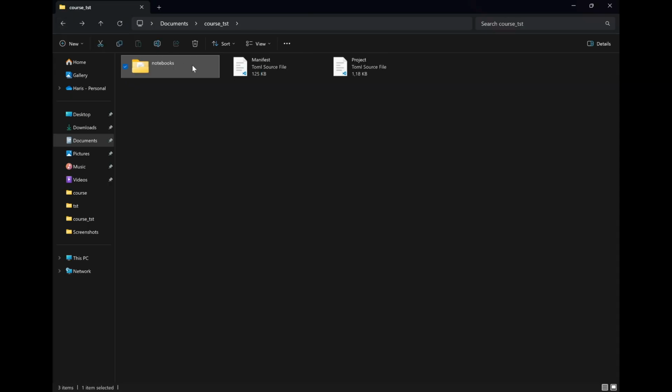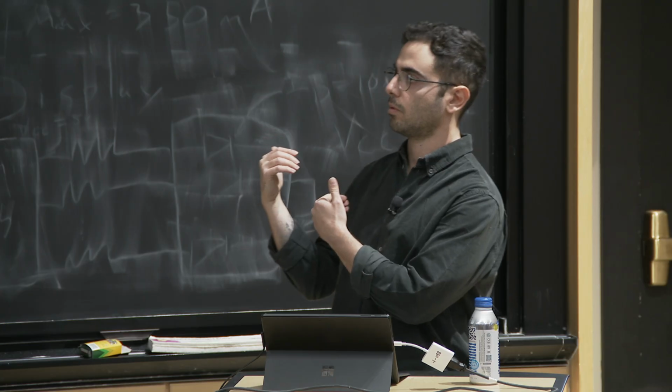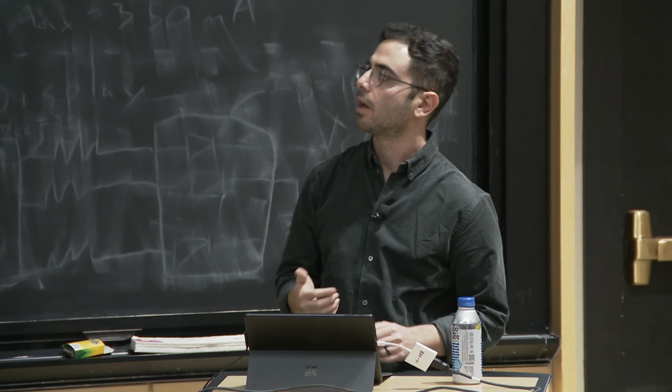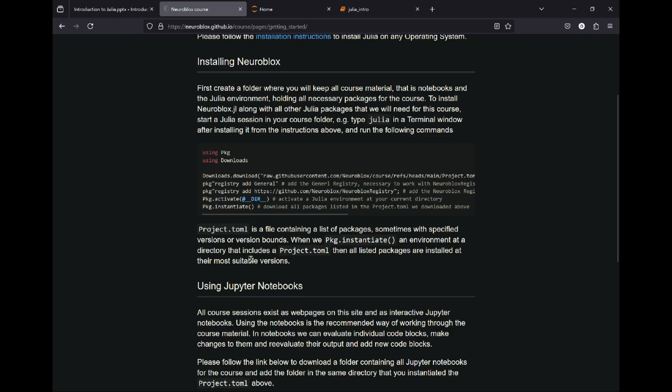That's fine. But what I want you to do is, if you have run these steps before this afternoon, just delete these two files, the manifest and the project toml, and then open a Julia session in that same folder and run these lines again. That way you will download the new dependencies and the new versions of them, and you will have the most recent Neuroblocks and the most recent dependencies.